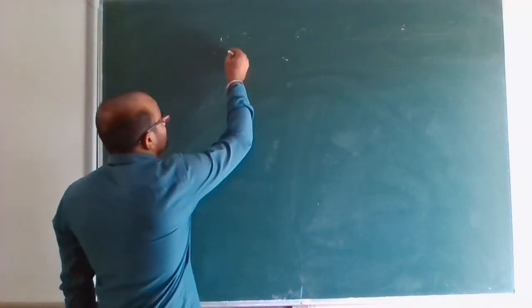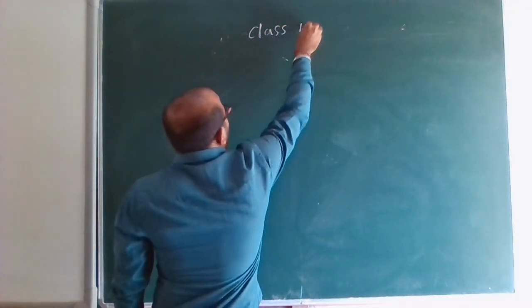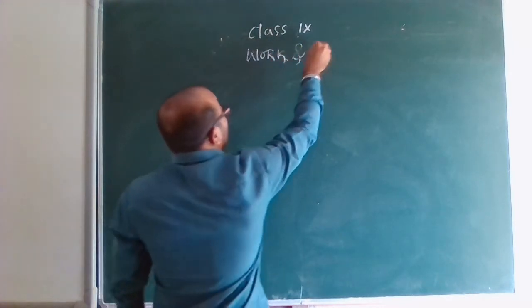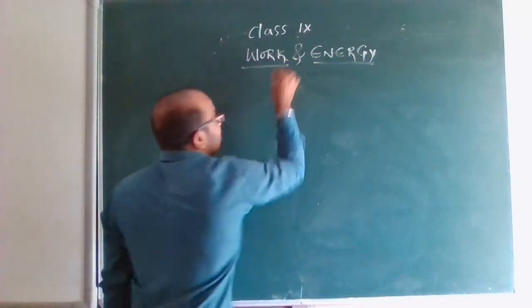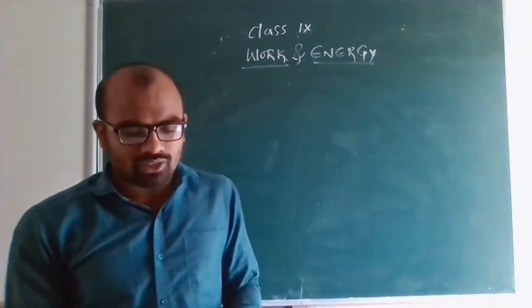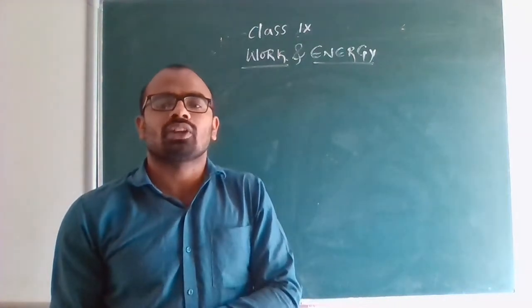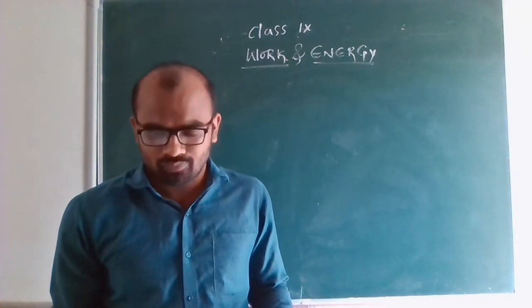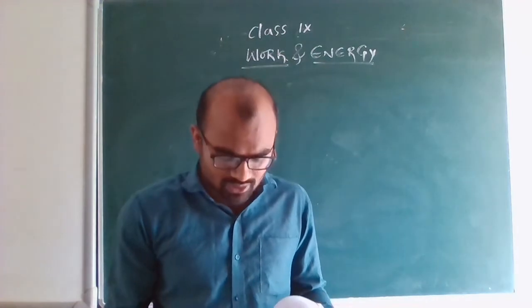This is the chapter we are discussing for class 9, work and energy. Kinetic energy we discussed last class. Energy you already know: the capacity to do work is called energy. We discussed kinetic energy and its derivation in the last class.